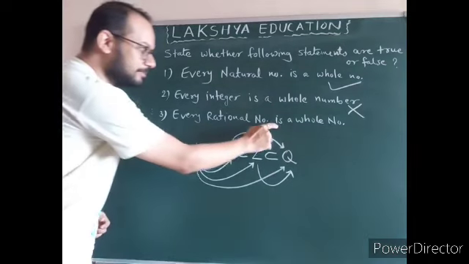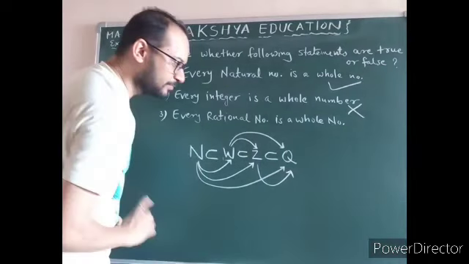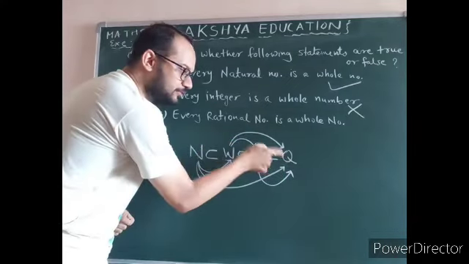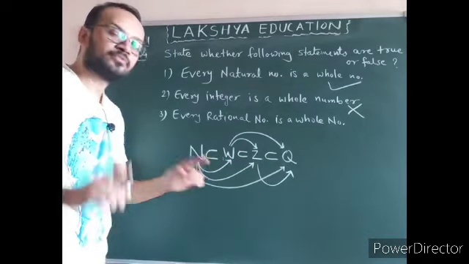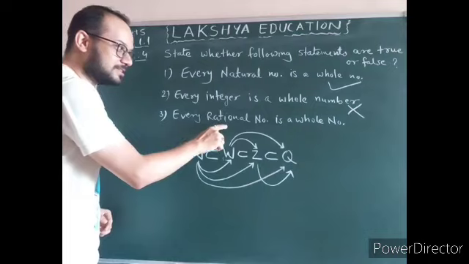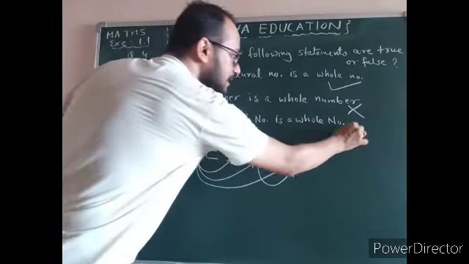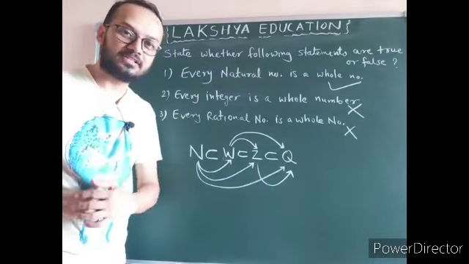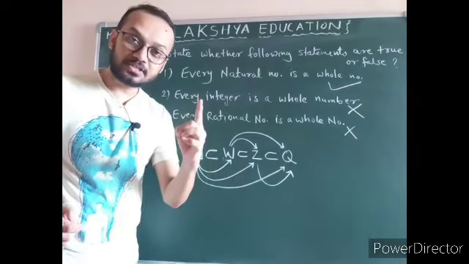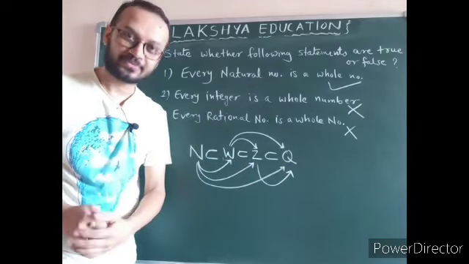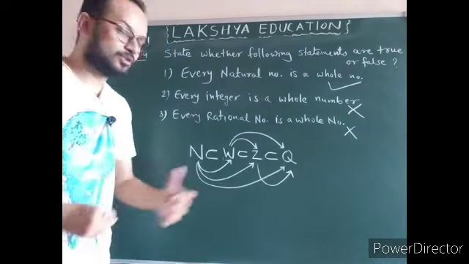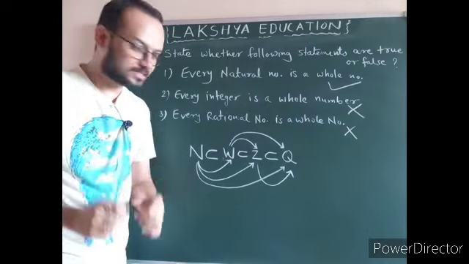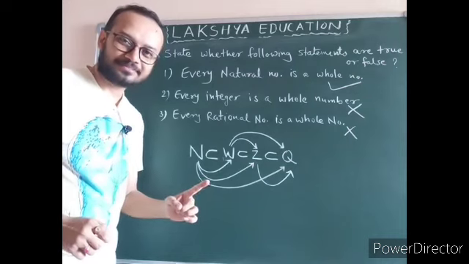Next, every rational number is a whole number. Here rational number means Q and whole number is W. You can see Q to W. This arrow is going left to right and the statement says Q to W, which is not a true statement. So the statement that every rational number is a whole number is again false. Now the reason is that whole numbers contain only 0 and positive integers, whereas rational numbers contain integers as well as fractions, means non-integers also, and negative numbers also, which are not included in whole numbers. Therefore, that statement is false. So students, you have to remember this forever.